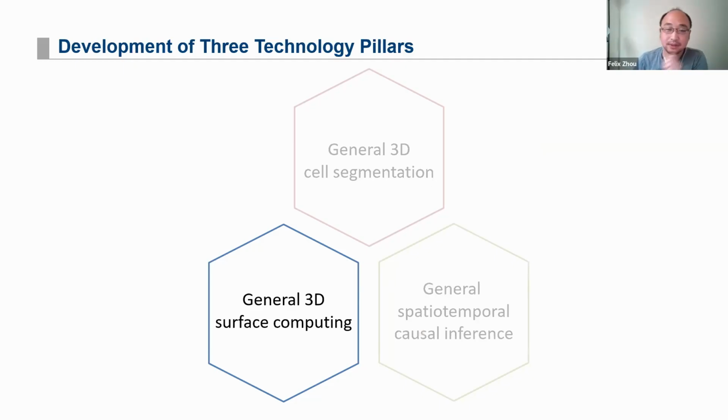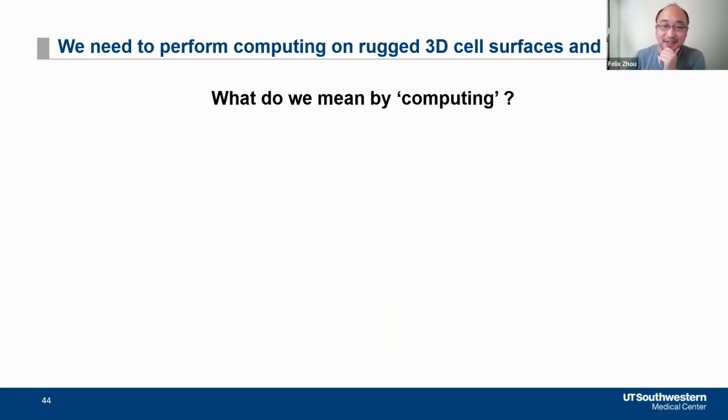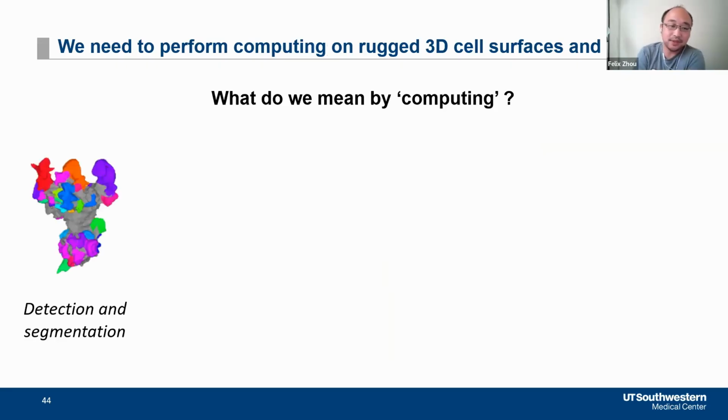Okay. So I've talked about the 3D cell segmentation, and now the meat of the talk is going to be the surface computing, which I'm still revising and writing on. And so what do we mean by computing? I've referred to this a few times now. So I define computing as basically any computational task you need to do in order to get the data in the correct format for the causal testing for time series analysis.